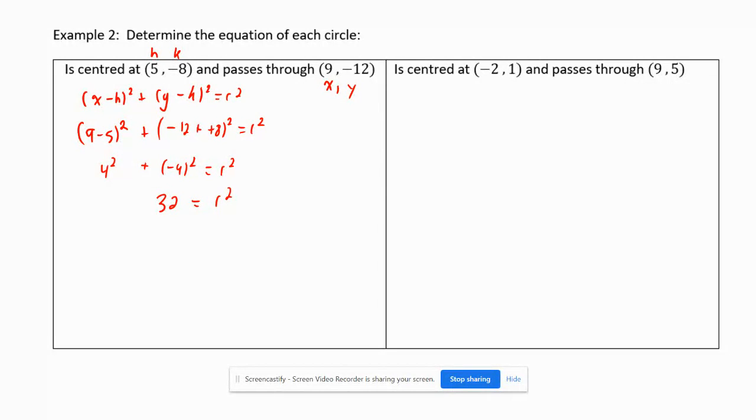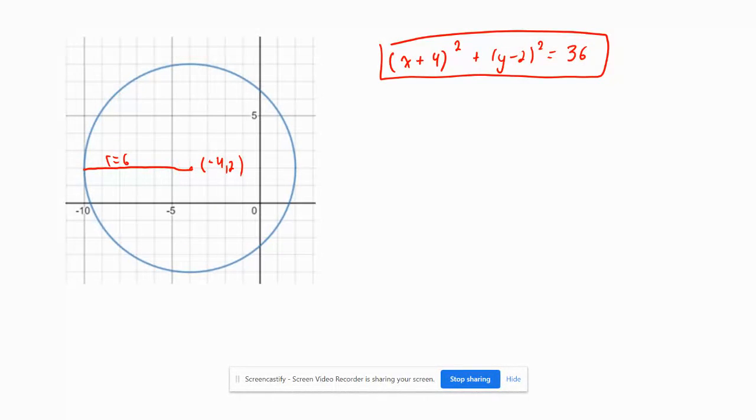Okay. Now, we don't need to square root both sides here because the equation of a circle is x minus h squared plus y minus k squared equals r squared. So r squared equals 32. So this is going to be x minus 5 squared plus y plus 8 squared equals 32. Okay. Same idea for this question over here, centered at negative 2, 1, passes through 9, 5.